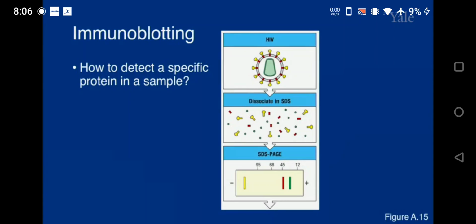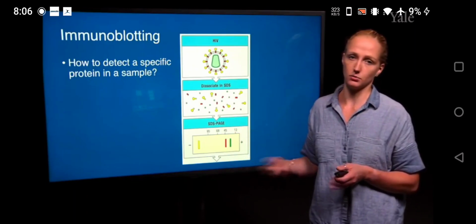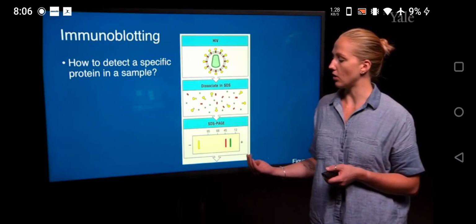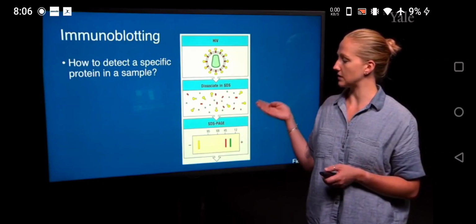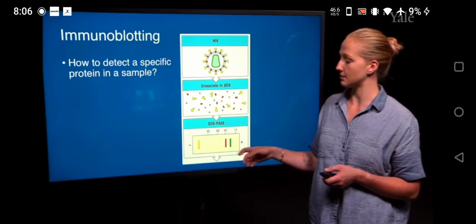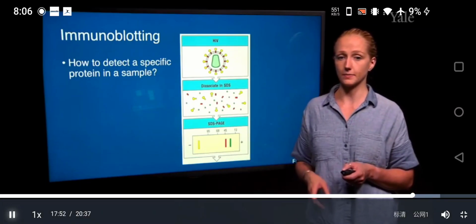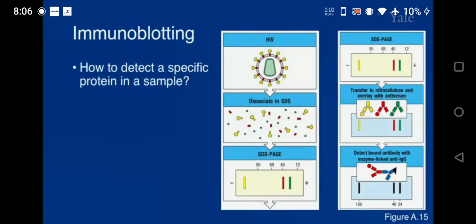Then you can take this dissociated virus, which is also called a lysate, and run it on a gel with electrophoresis. With electrophoresis, all your proteins will be separated by size. You can see here that our green proteins, these small dots, are the smallest, and these yellow globular formations are our biggest. Subsequently, once you run these, you can transfer this gel onto nitrocellulose and overlay it with anti-serum.